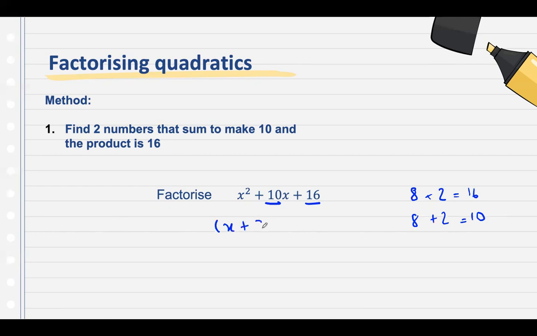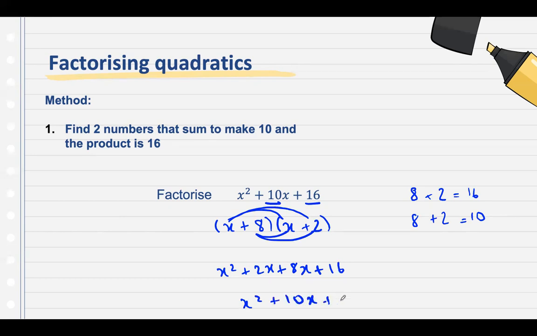So x plus 8 will be in one bracket, x plus 2 will be in the other bracket. And when we expand this, we get x squared plus 2x plus 8x plus 16. And we know that 2x plus 8x give us 10x. And so we get back to our original expansion. So we've factorized it. So this is the answer, x plus 8, x plus 2.